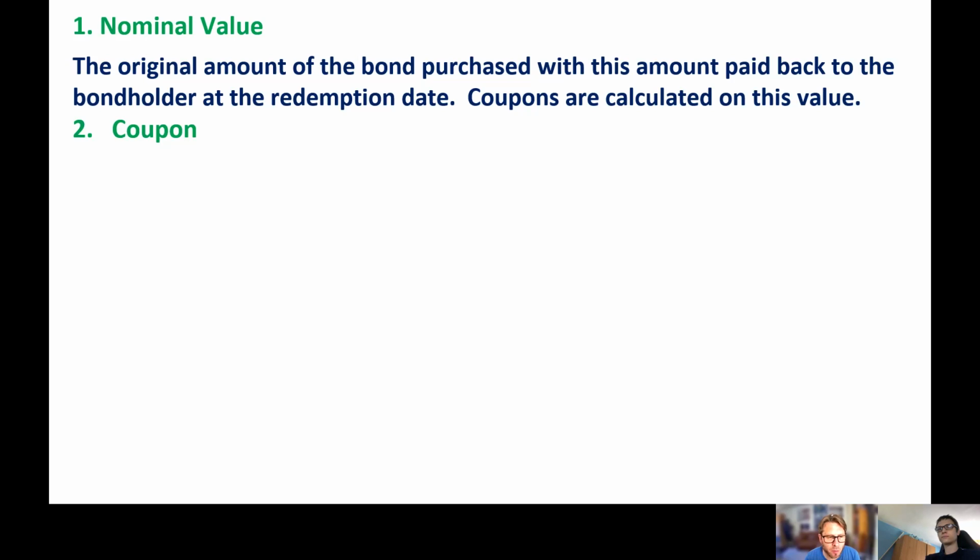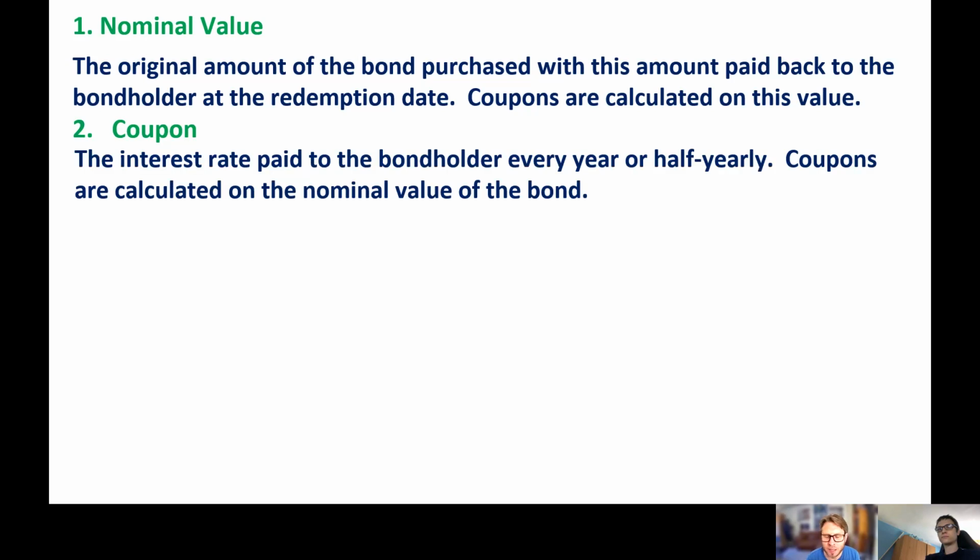The second term was coupon. I think we've already hinted at what this means. This is basically the other term for the interest rate paid to the bondholder. So this is the amount of interest that's paid, and that's based on the nominal value. So if it's 5% interest, that 5% is calculated on the nominal value of the bond, and that is then paid to the bondholder. And that's normally paid every 6 months or every half year, generally speaking.